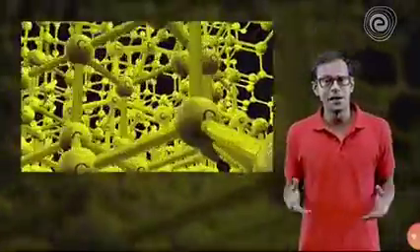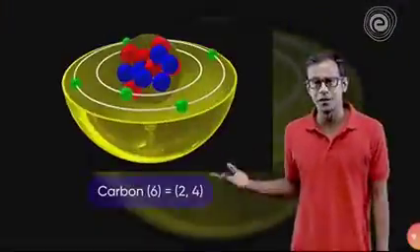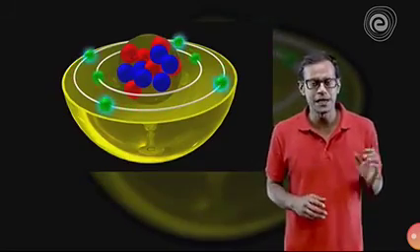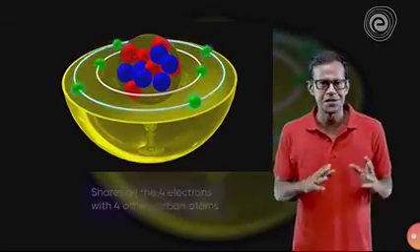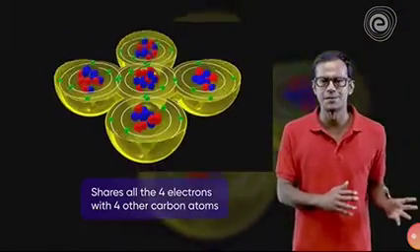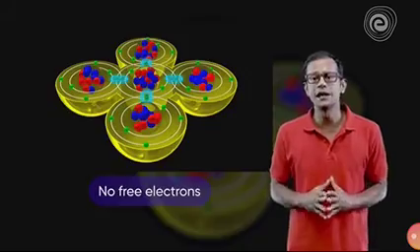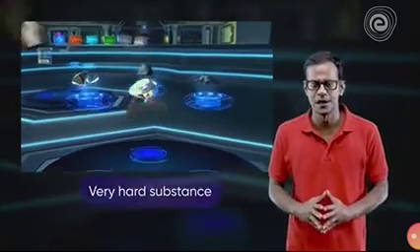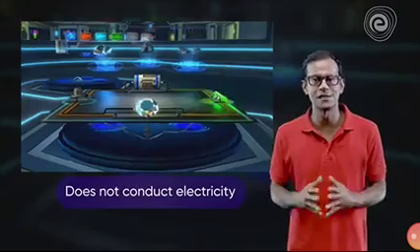In a diamond, the electronic configuration of carbon is 2,4, that is, it contains 4 electrons in its outermost orbit. It shares all the 4 electrons with 4 other carbon atoms. So, there are no free electrons left in the carbon atoms. This rigid structure causes a diamond to exist as a very hard substance which does not conduct electricity.